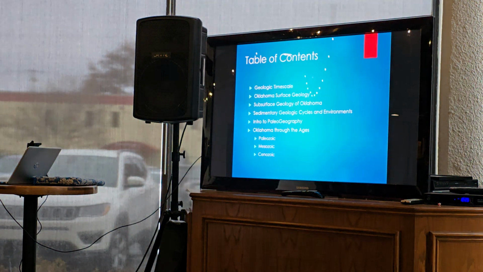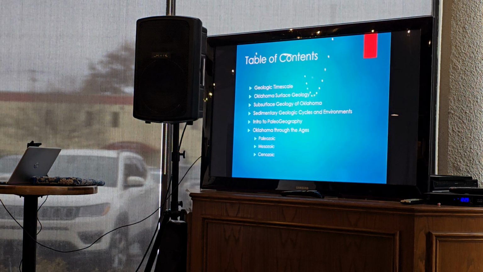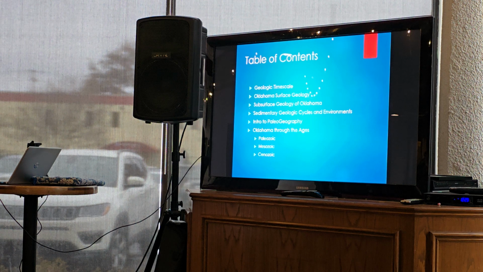Tulsa too, and then start going through fossils through the ages that we have in Oklahoma through various oceanic deposits.